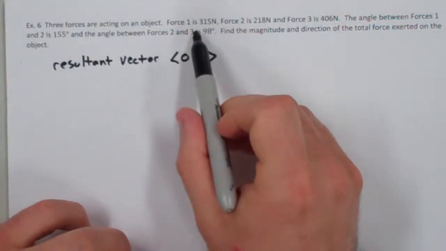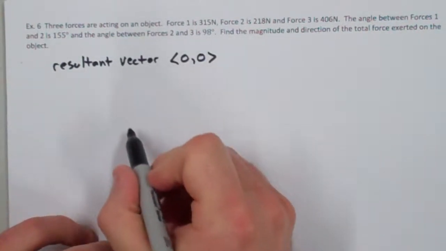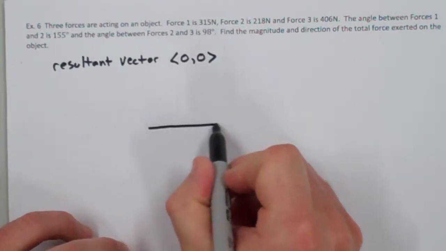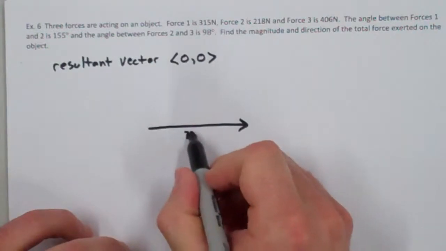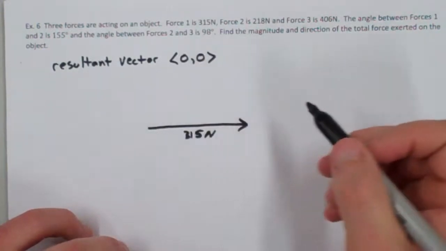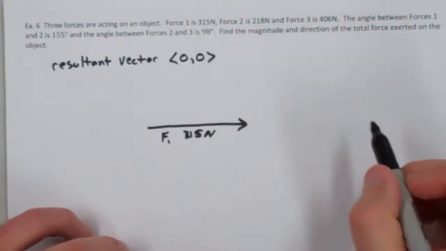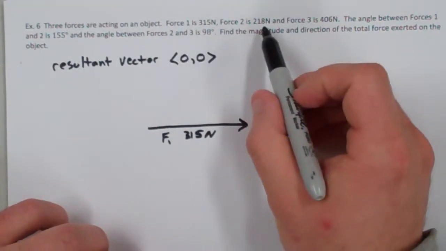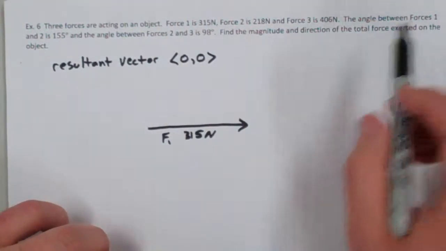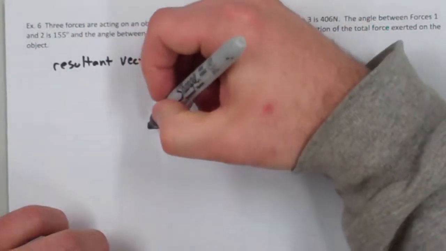We're going to do force 1 at 315 newtons, and I'm just going to draw that in the positive x-axis. It's kind of nice to start there. So that's 315, and that's force 1. Force 2 is at 218 newtons, and the angle between forces 1 and 2 is 155.